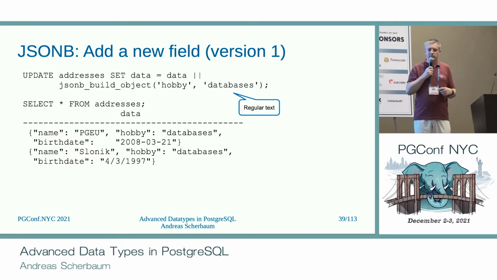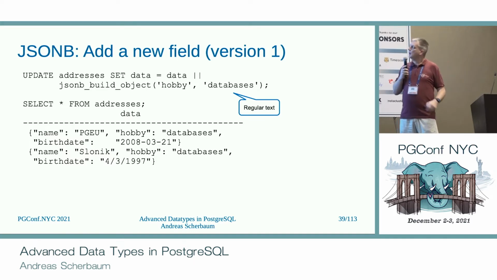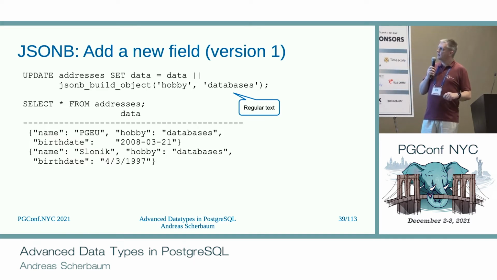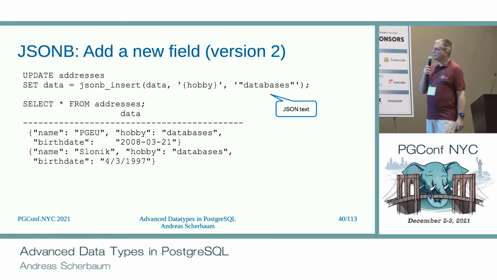You can add new fields, because it's JSON, you can just extend it. Again, I have a JSON build object here, the same function call I used before to rename the field. And I just add a new field here. And you see, I get one new field with my hobby here. In the same way, like before, we can also remove fields. As another version, I can use jsonb_insert, which just appends new fields into my JSON object. Basically, it's the same result in the end. This here has to be JSON text, not Postgres text, because it's a JSON manipulation.